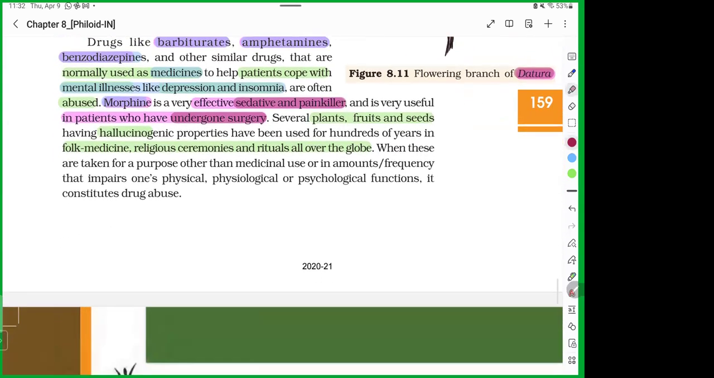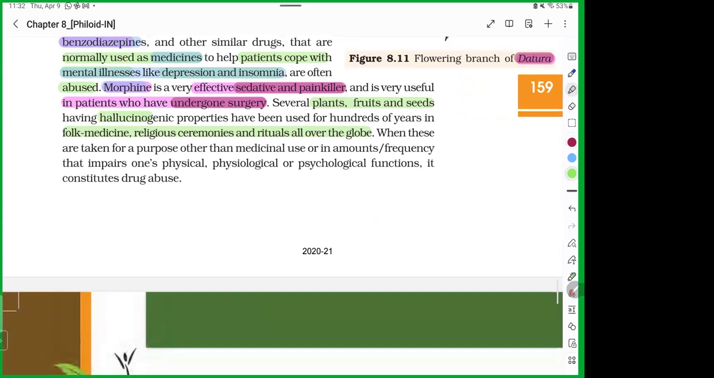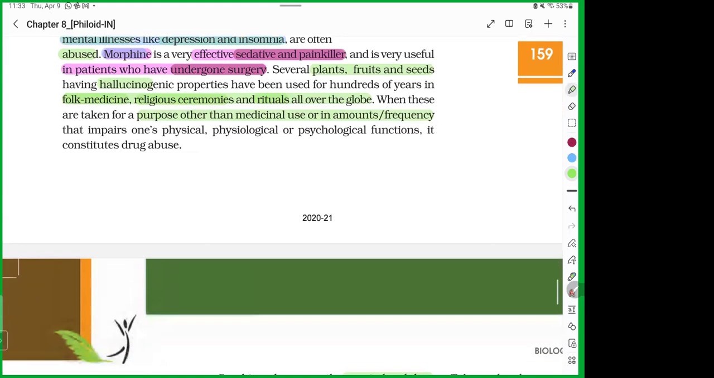So many plants, fruits, and seeds have hallucinogenic property and were used for hundreds of years in folk medicine, in old medicine, religious ceremony, and ritual. Like bhang is used in the religious ceremony, but I don't think it is logical. Maybe people consume once a day is okay, but not for the long run. So when it is taken other than for medicinal purpose, it is harmful. Amount and frequency make huge sense. How much are you taking? Are you taking daily or once in a year? That makes huge difference. Correct. That will affect the physical, physiological, and psychological function of the body, and it becomes drug abuse.